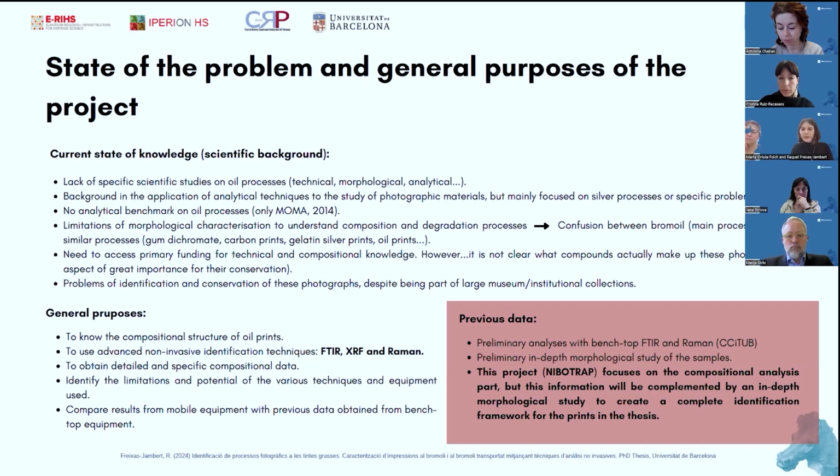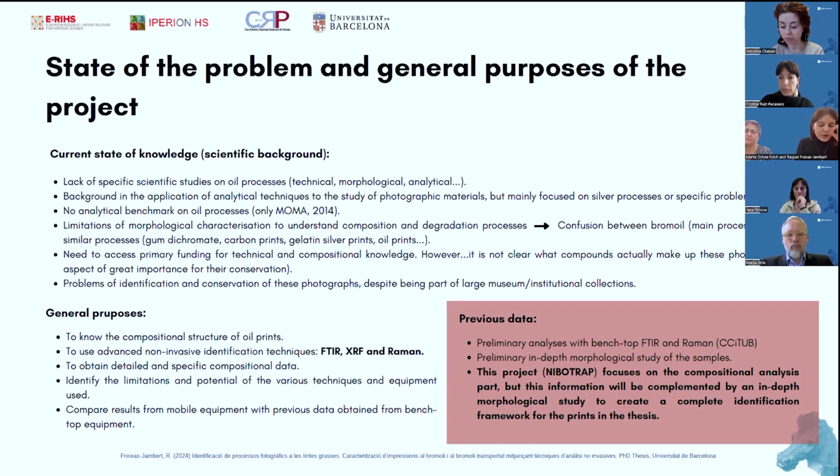So the most common system for the identification of photographic processes is to study the morphological characteristics of the print. But this system does not allow for in-depth knowledge about the physicochemical nature of the object or the mechanism of degradation. In addition, there is often a confusion between bromoil and other photographic processes that produce prints with similar characteristics, such as carbon prints, oil prints, gum dichromate prints, gelatin silver prints, and others.